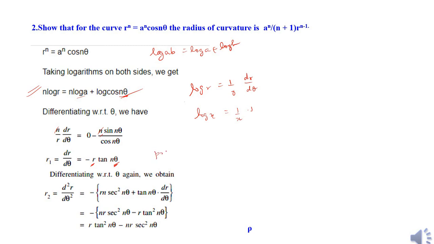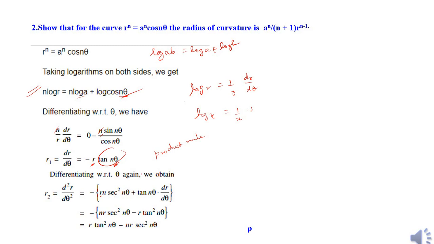So the product rule is to be applied. Differentiating r1 once more with respect to theta, we obtain r2. You are retaining r as such, and first we will differentiate tan n theta to get secant square n theta.